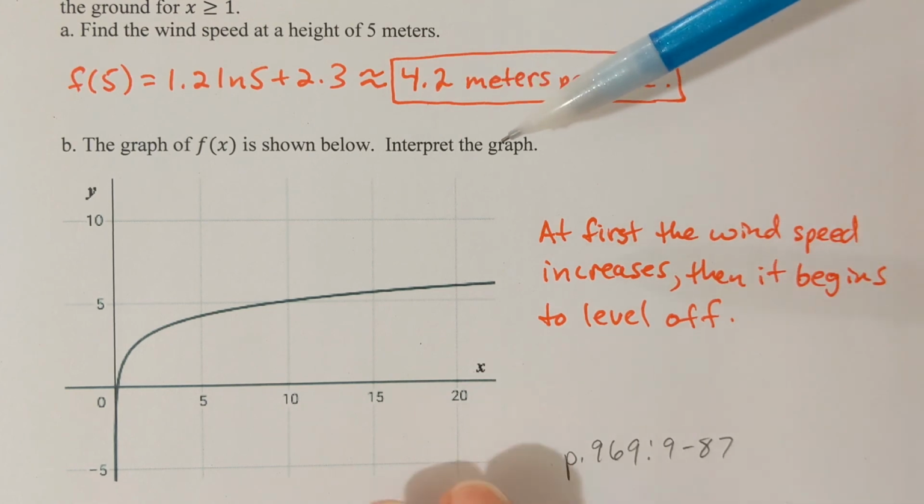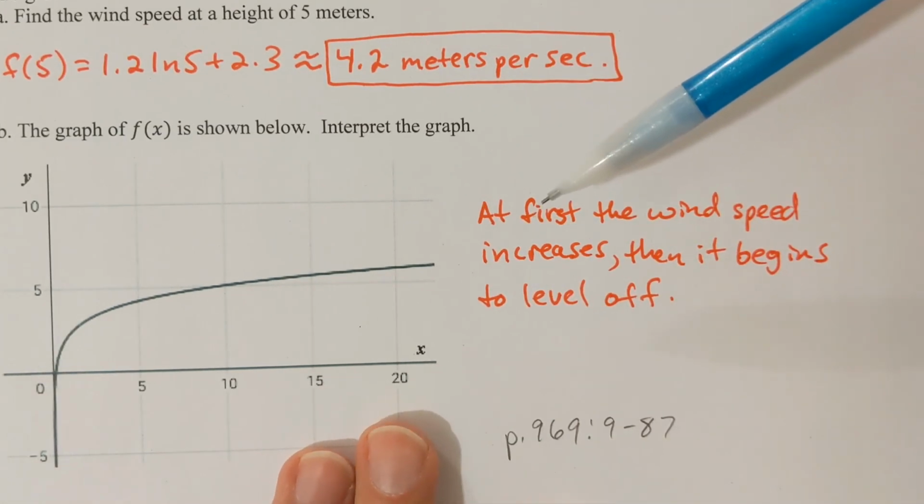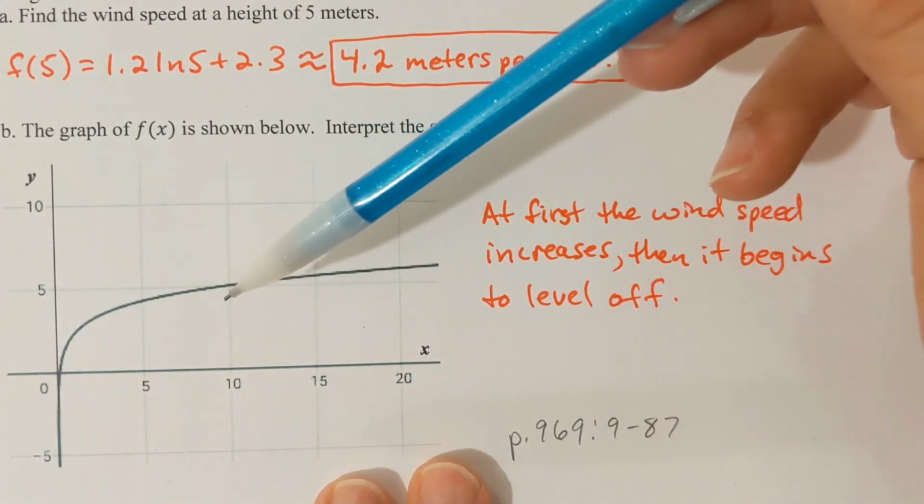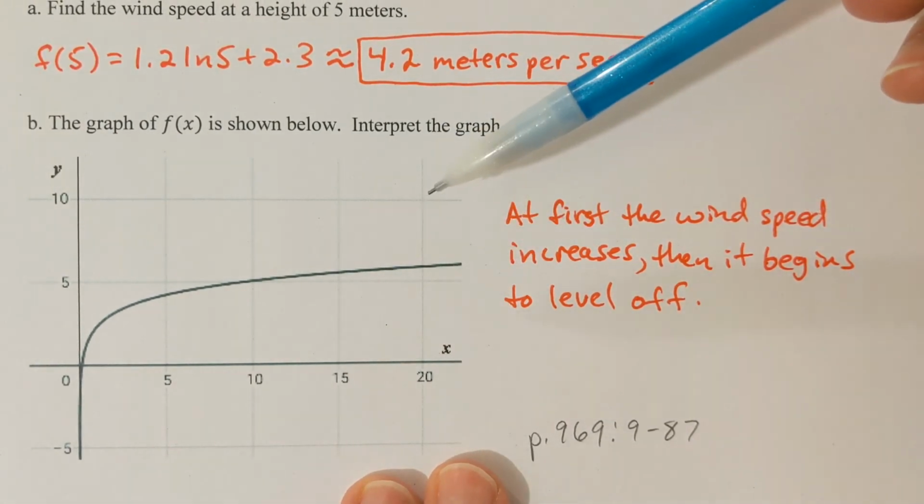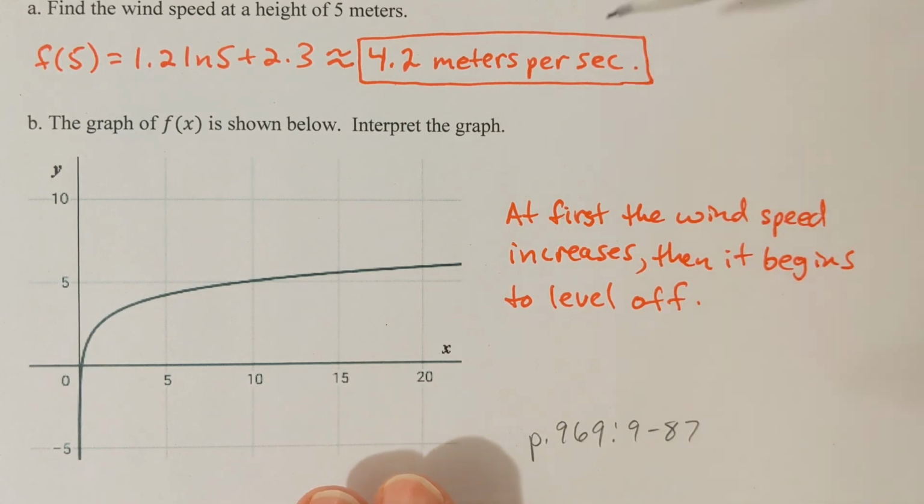When we interpret the graph, we would say that at first the wind speed is increasing, but then it starts to level off. The higher that you are above the ground, it's not going to be as windy as it is when you're closer to the ground, in other words.